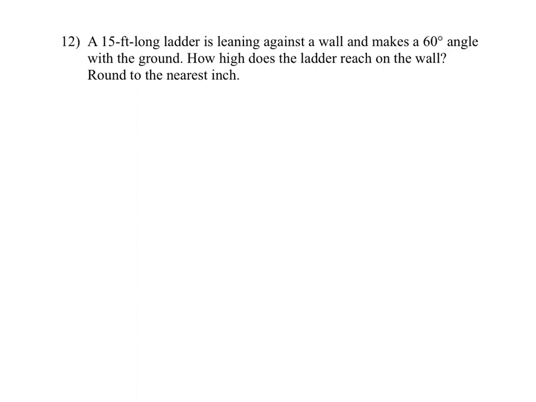It says a 15-foot ladder is leaning against a wall and makes a 60-degree angle with the ground. How high does the ladder reach on the wall? So the ladder is 15 feet. It makes a 60-degree angle with the ground, right? And I want to find this distance right here. Let's name it h, okay?